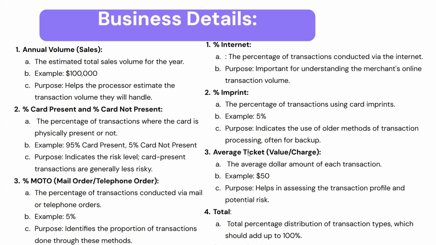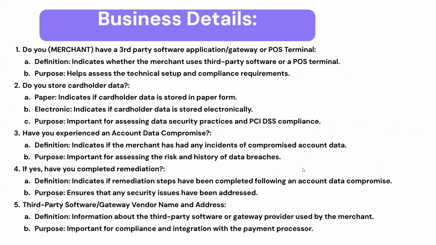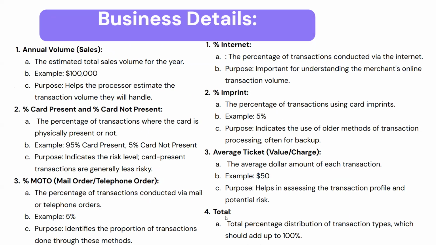We also have the average ticket, like the volume or charge. The average dollar amount of each transaction, that is what it is. Purpose of this helps in assessing the transaction profile and potential risk. And then we also have the total. This is the total percentage distribution of transaction types, which should add up to 100%.